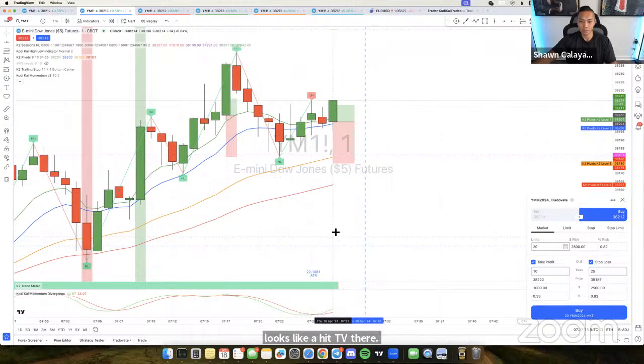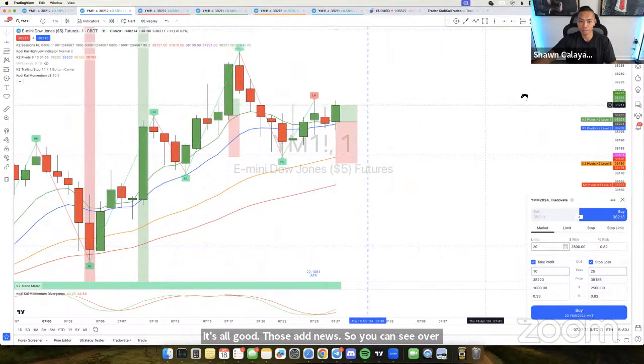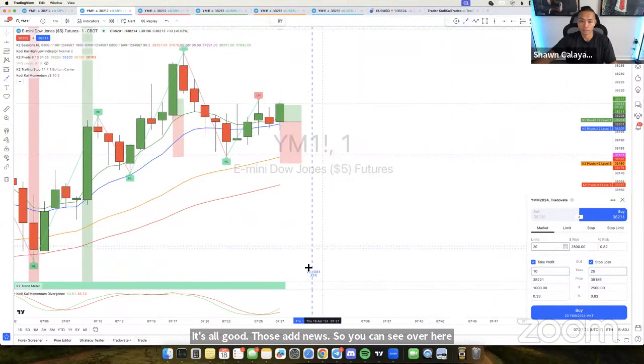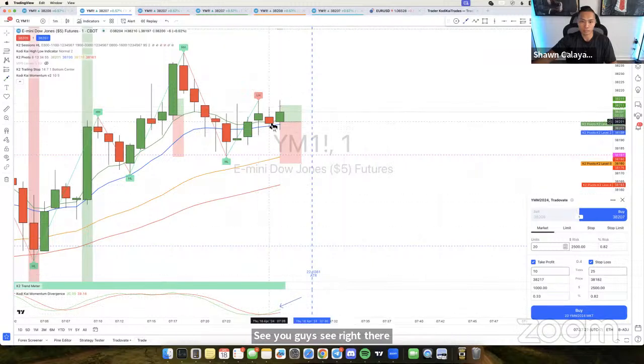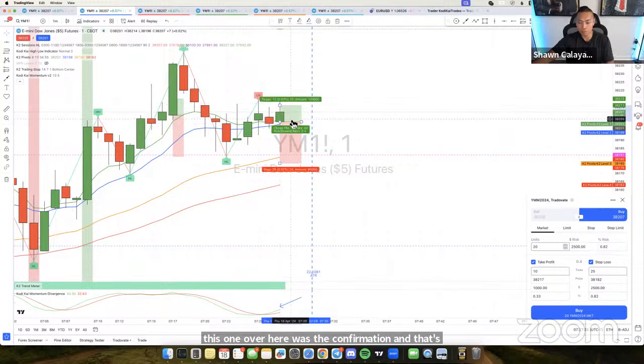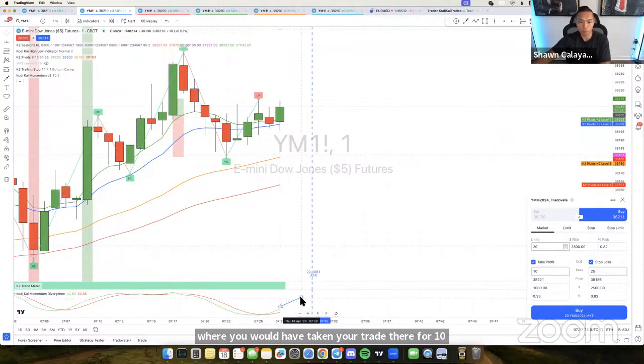So you can see over here where the momentum divergence shifted. You guys see right there, it shifted on this red candle right here. So this was the first one, and then this one over here was the confirmation, and that's where you would have taken your trade there for 10 points, which is all good. I mean, it's too close to news, so it's not one that I would take.